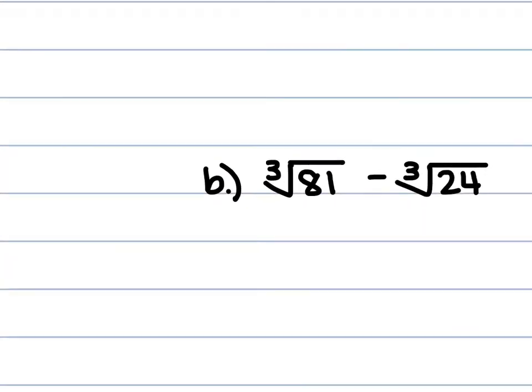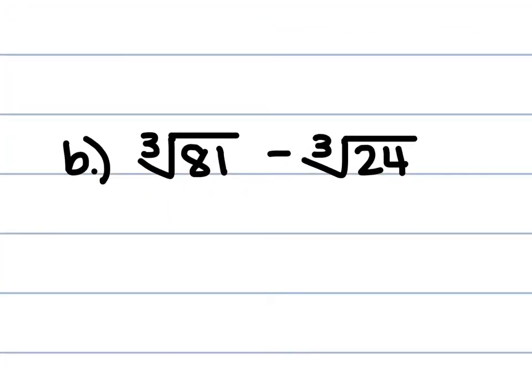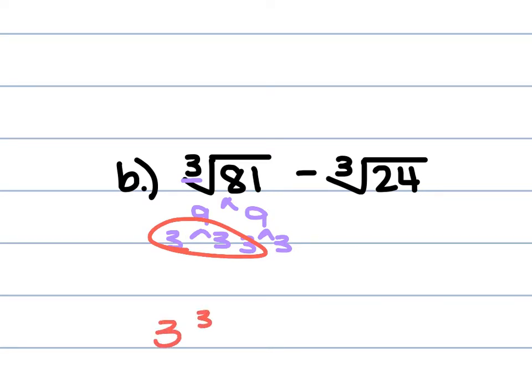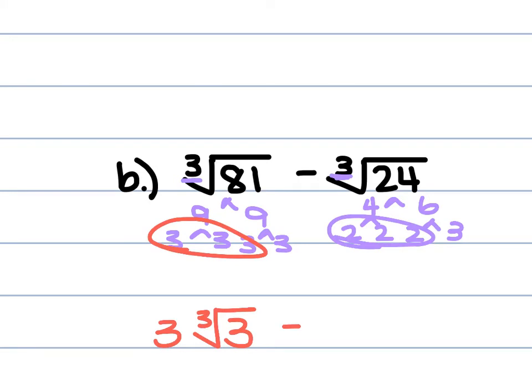For B, we have the cube root of 81 minus the cube root of 24. The cube root of 81, we know 9 and 9, the 9 is 3 and 3, the 9 is 3 and 3. So we're looking for groups of 3. So this is going to be 3 cube root 3 minus whatever we get when we do the cube root of 24. 24 is 4 and 6. The 4 is 2 and 2. The 6 is 2 and 3. No sets of 3, we have a 2. So this is going to be 2 cube root 3.